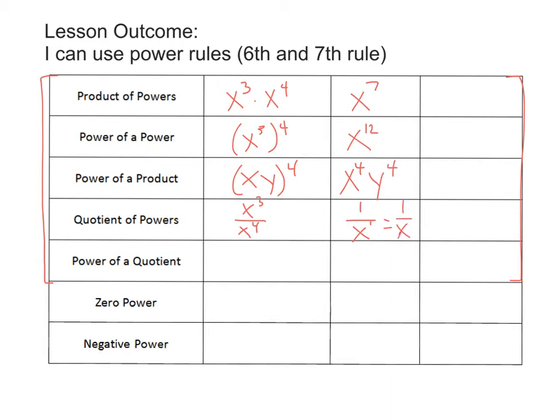And then power of a quotient. So this is where if I have a quotient or a division situation and it's raised to a power, I will again give that power to everything in the parentheses. So let's go ahead and learn our last 2 power rules, the 0 power rule and the negative power rule.